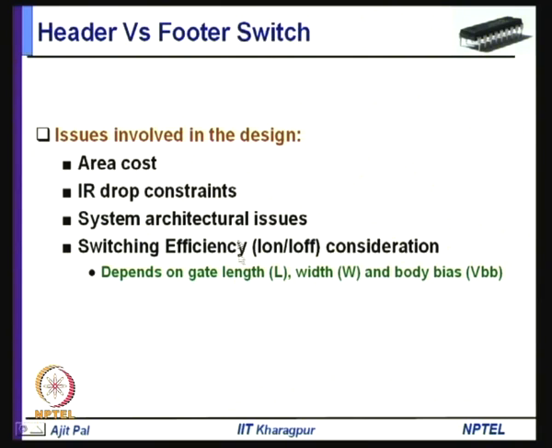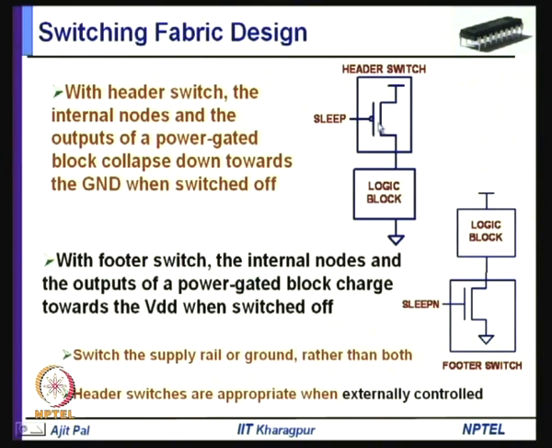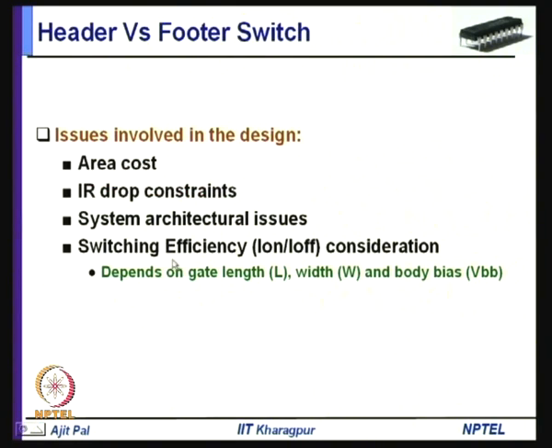So, the switching efficiency is known as I_ON versus I_OFF, that means on current versus off current, and obviously, this on current versus off current will be different for different types of switches. So, for PMOS transistors, this on current versus off current will be of one type, and for NMOS transistors, it will be of a different type. So, this switching efficiency you have to consider whenever you will be designing these power switches.